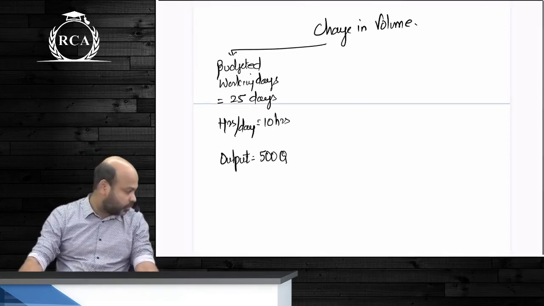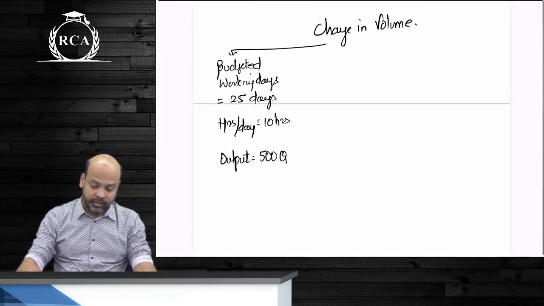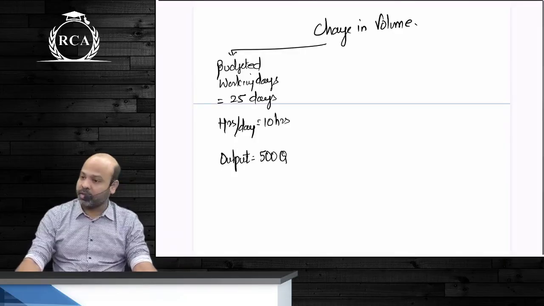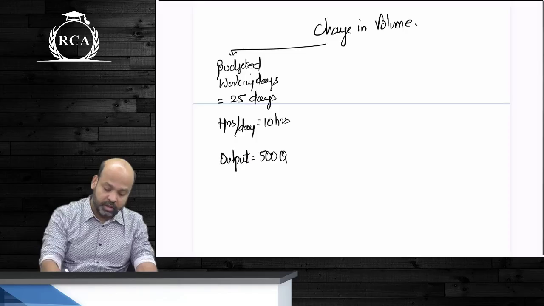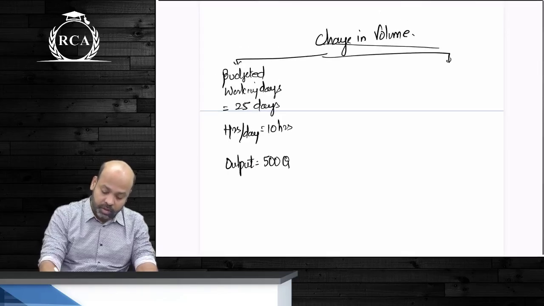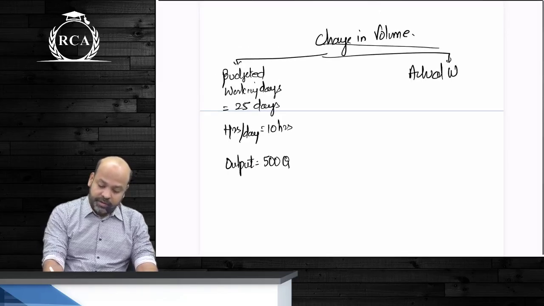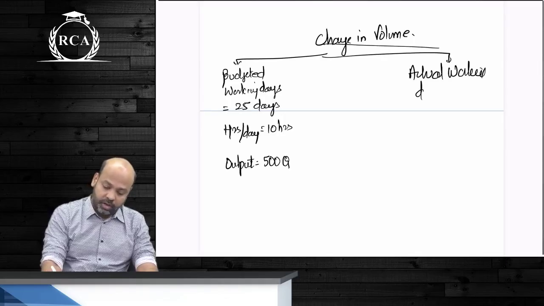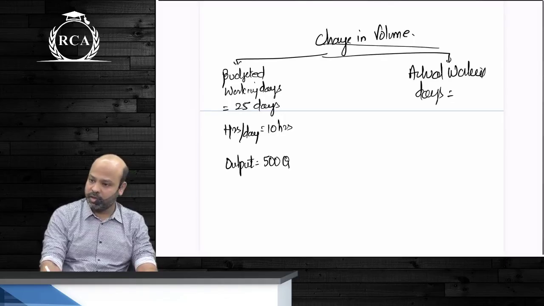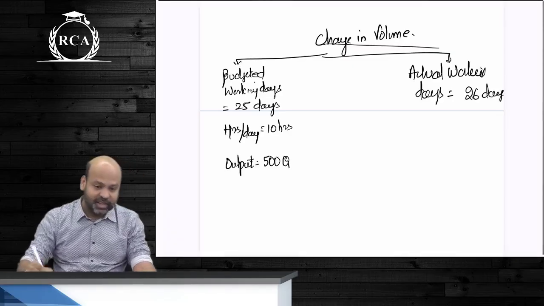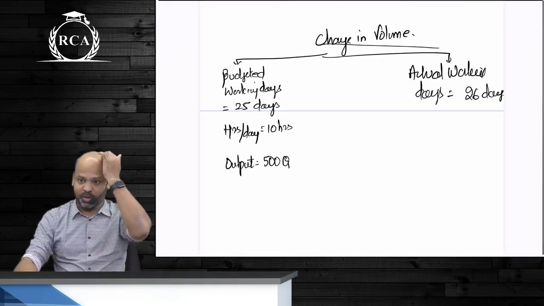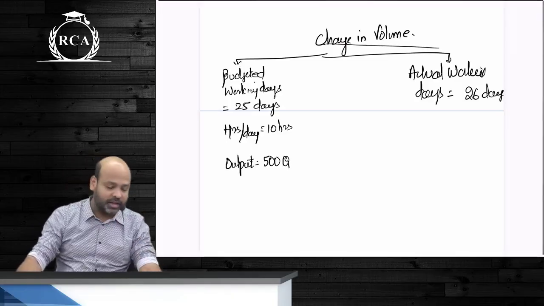Now, budgeted working days are 25 days. Number of hours per day is 10 hours. Number of questions are 500. Let's say that we have actually studied for 26 days. We are doing more. 26 days. Are we clear, guys?